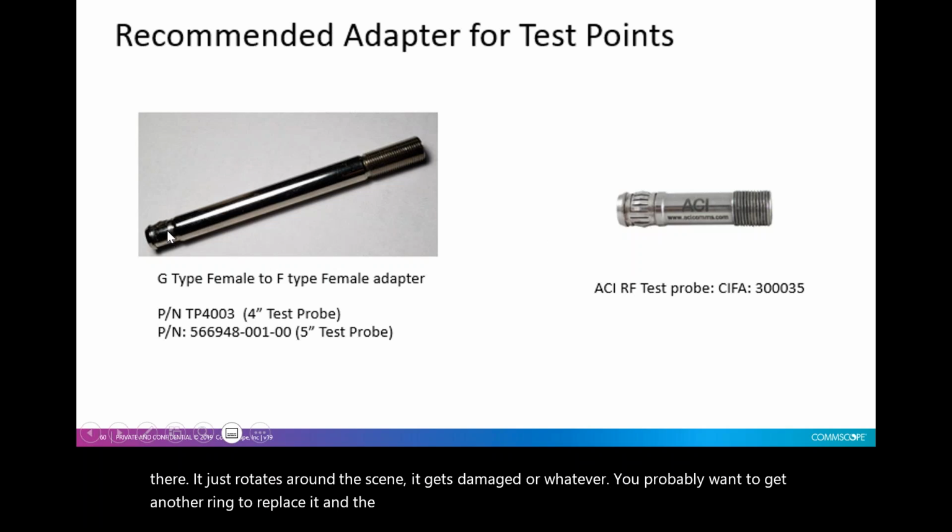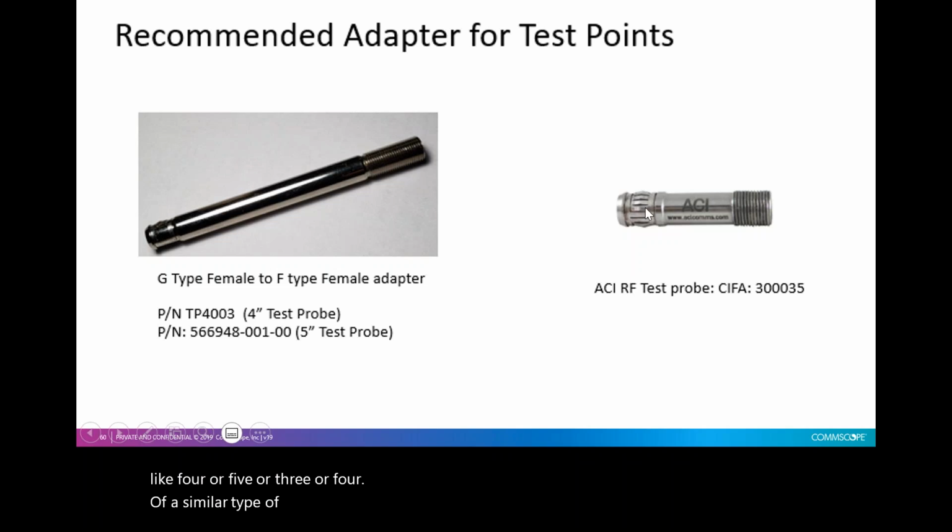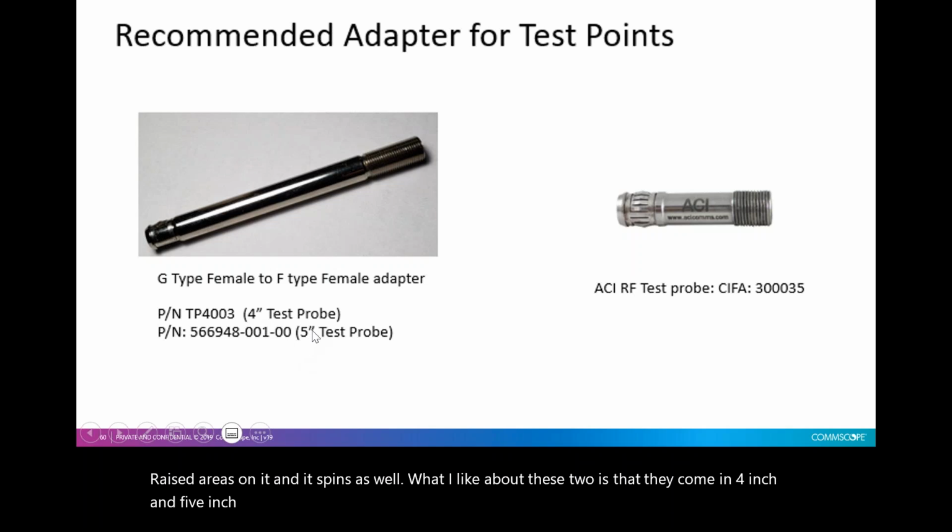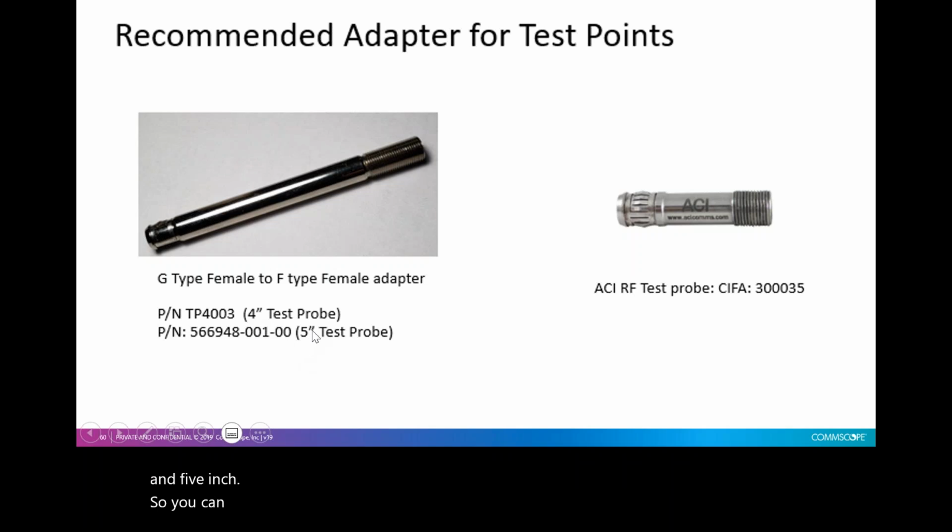And this one, the ring is a little bit different. It has like 3 or 4 or 4 or 5 of similar type of raised areas on it, and it spins as well. What I like about these two is that they come in 4-inch and 5-inch, so you can actually poke through the cover on the amplifier, through the lid.